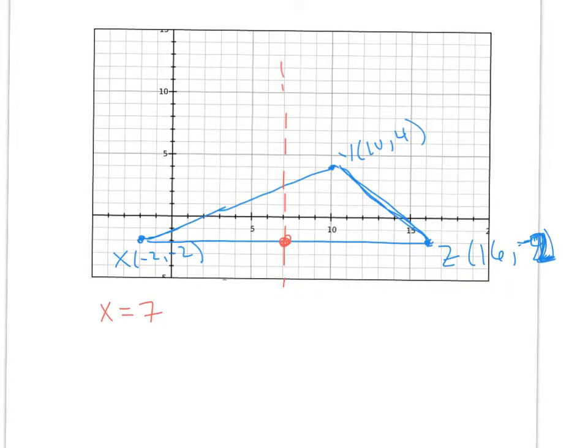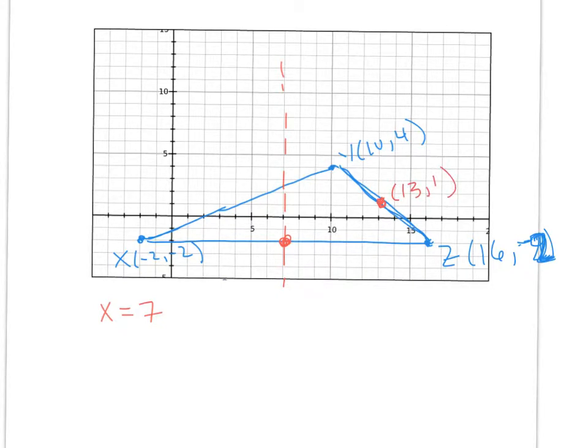Okay, if we write the equation of the perpendicular bisector to YZ, we first need to find the midpoint. Okay, so the average of 10 and 16 is 13. The average of 4 and -2 is 1. So our midpoint is right here at 13, 1.